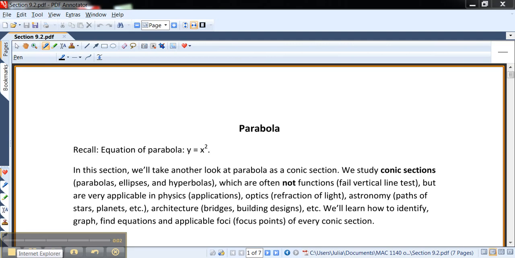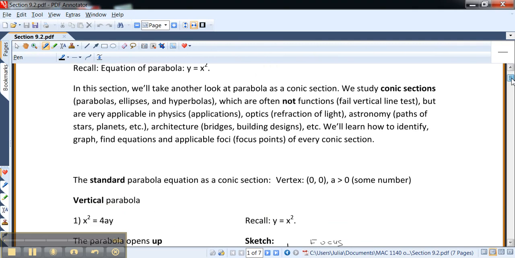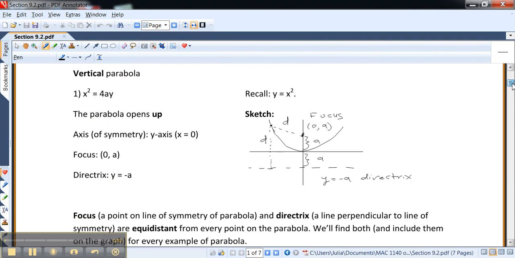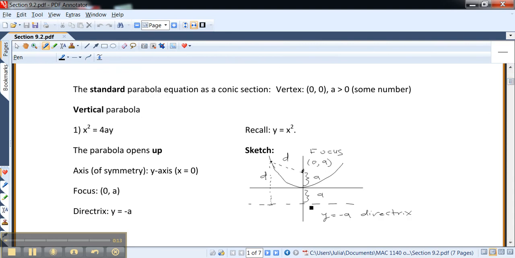Here's a short overview on parabolas. Let's take a look at parabolas as a conic section and mainly focus on parabolas, let's say, with vertex at 0, 0.